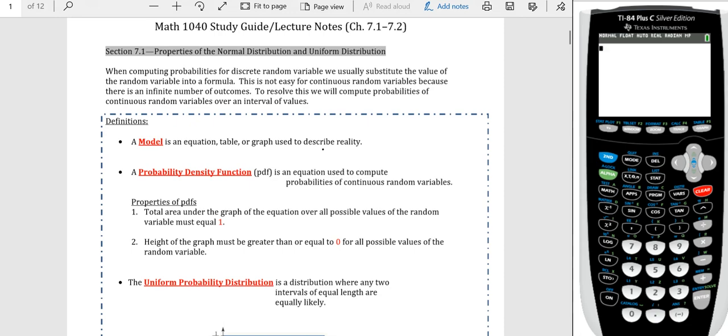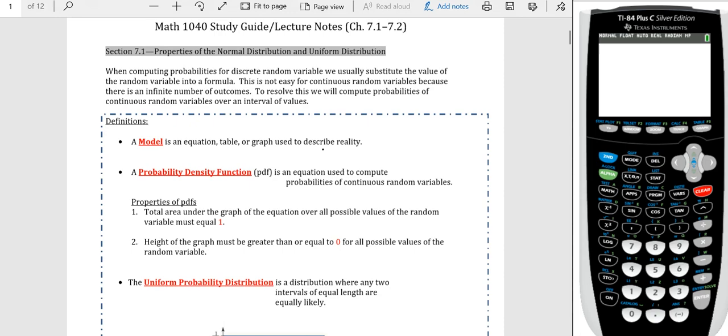In this video, we're going to be talking about section 7.1 for Math 1040, the properties of the normal distribution and uniform distribution. Up to this point in Math 1040, what we have been working with, particularly in chapter 6, were discrete random variables. However, here we're going to be talking about continuous random variables.